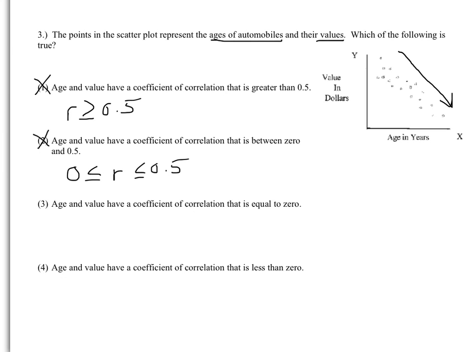Number 3, age and value have a coefficient of correlation that's equal to 0. So this is the case that we said was like a snowstorm. But when we look at our scatter plot, I don't think that really represents a snowstorm. I can definitely tell that as age and years increase, my value decreases. So no, I still don't think it would be a zero coefficient. No correlation, I misspoke. No correlation.